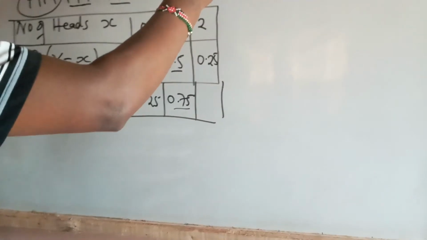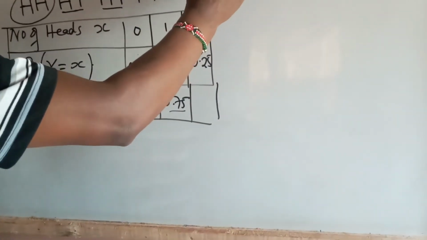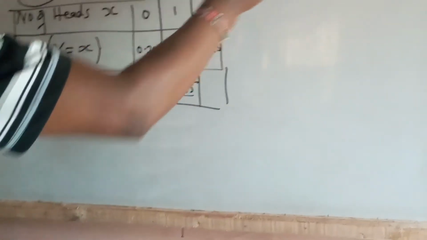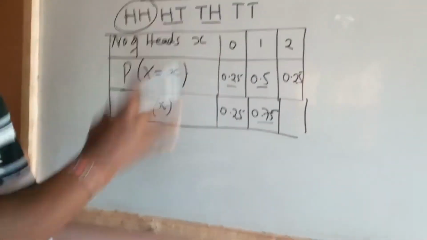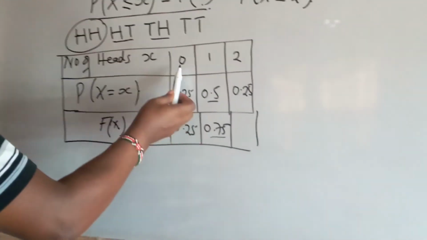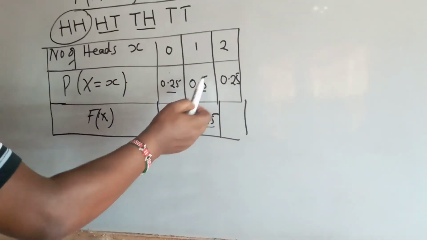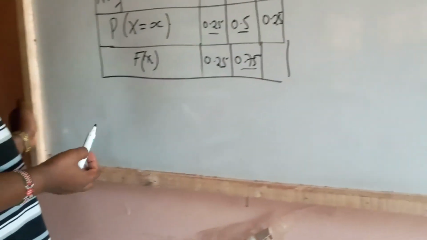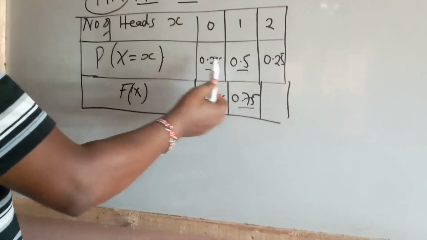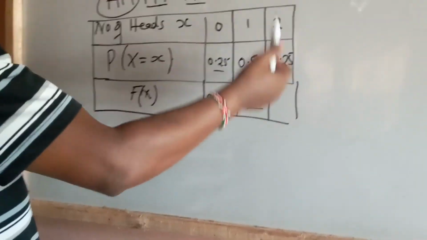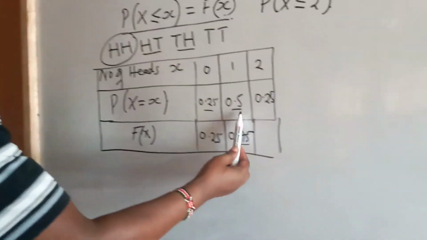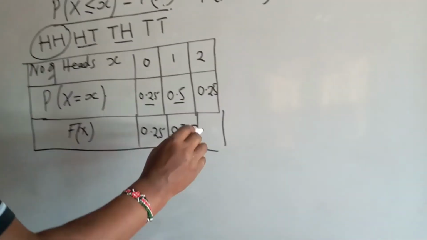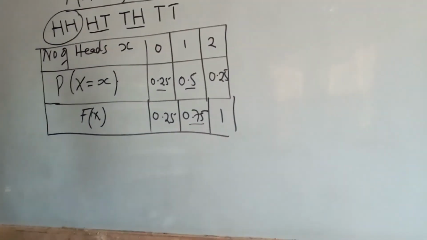Let's go to the probability of X less than or equal to 2. That means the upper boundary is 2. Anything less than 2 is acceptable. So we could have 0, we could have 1, we could have 2 heads. And all of them, it means 0 or 1 head or 2 heads. Meaning 0.25 plus 0.5 plus 0.25, which is basically a 1.